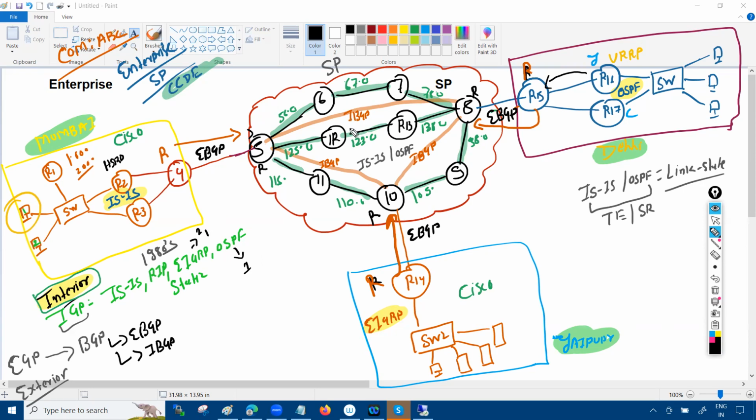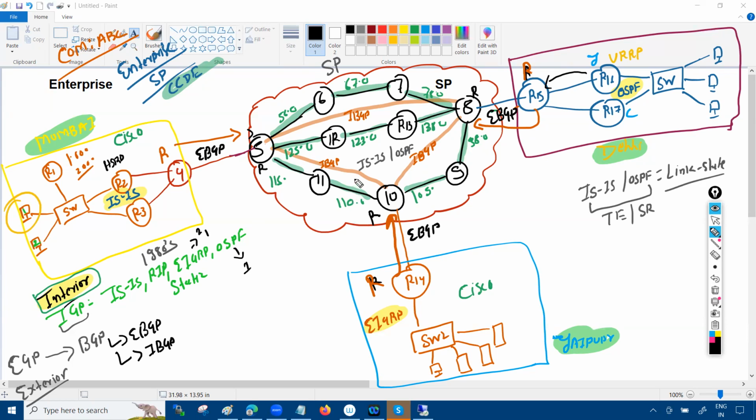How about the TTL of the IBGP? You can manipulate that TTL. So you do have an ability to form the indirect neighborship between R5 and R8. It doesn't matter how many hops are in between. That is not possible in the case of OSPF and IS-IS protocol.